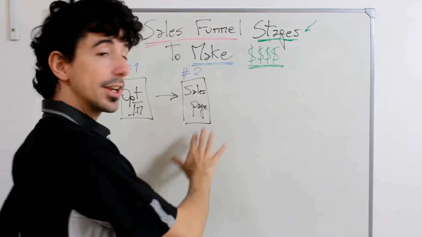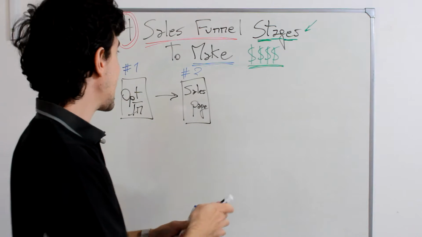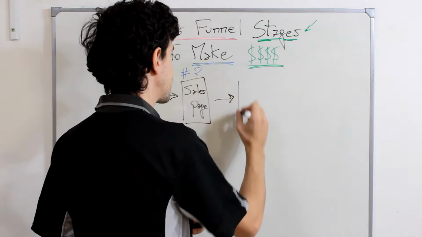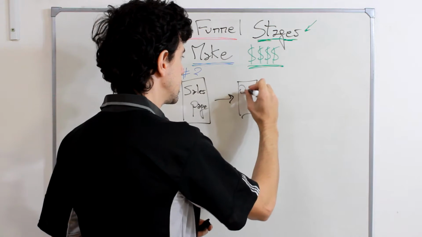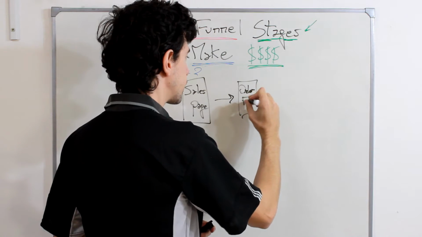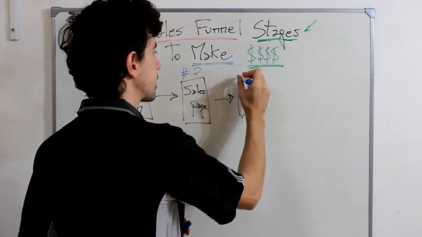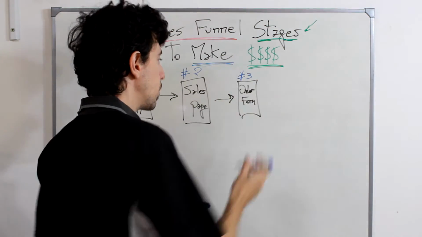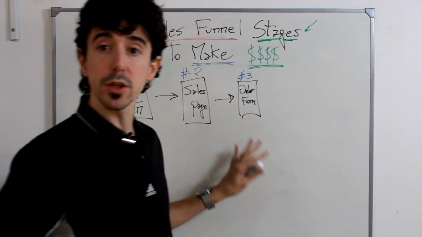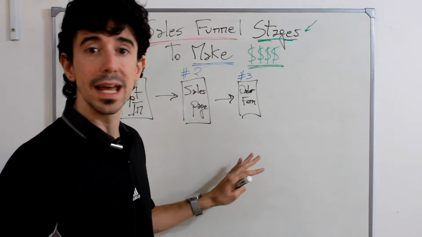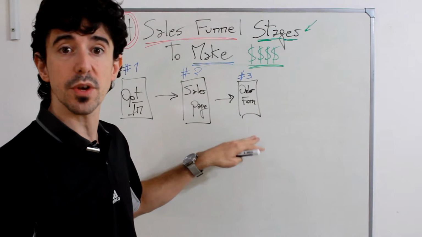So once you have that, you have the sales page. Now what you want to have is some sort of order form, okay? So an order form, boom. So this is sales funnel stage number 3, boom. Now, a lot of people do not pay attention to the order form. And this is one of the most important steps of the funnel.